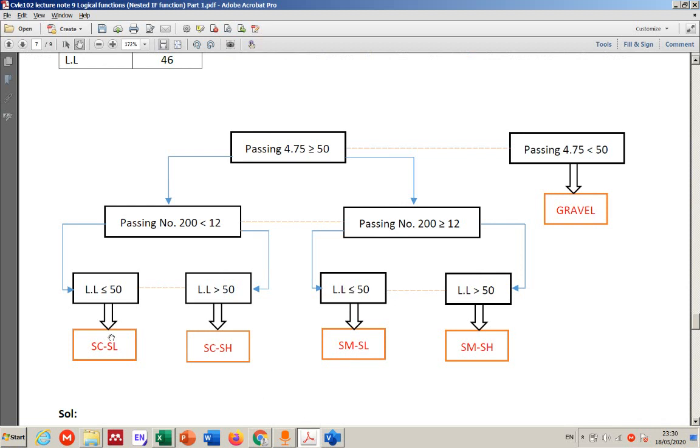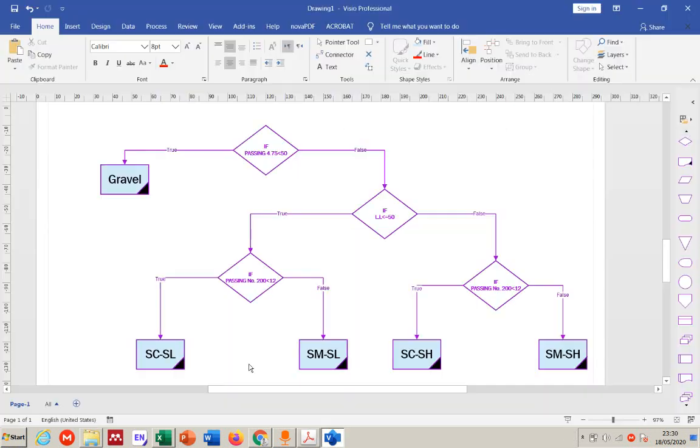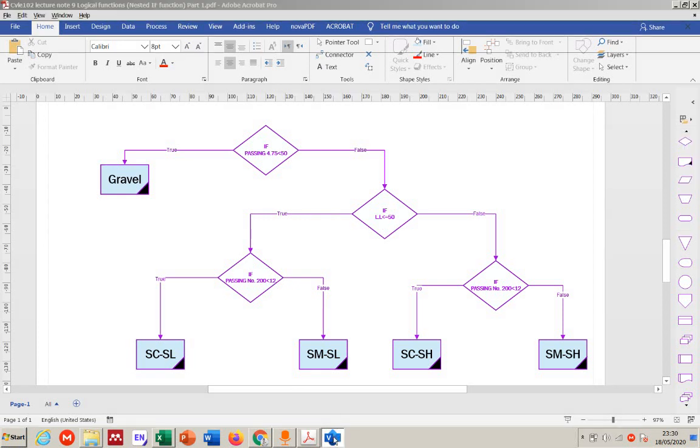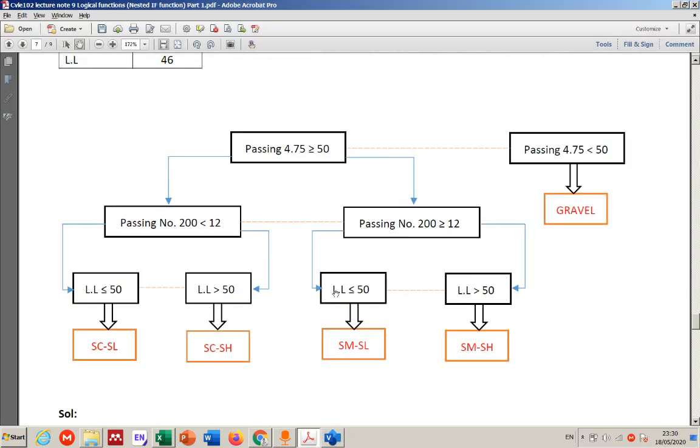Now this time I combined the two smaller than 50, this one and this one together, so SC, SM, SL under this side here, SC SM SL. Why? Because both of them are smaller than LL, smaller than 50. Now when it comes inside here, I will check the passing number 200 to be smaller than 12 or greater than 12. So I know it's a bit confusing, but it's still possible. Instead of checking this one, I will check those two.